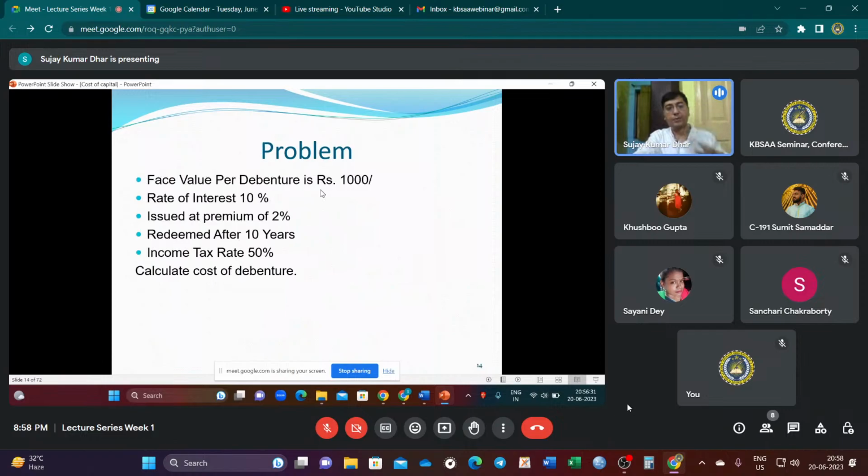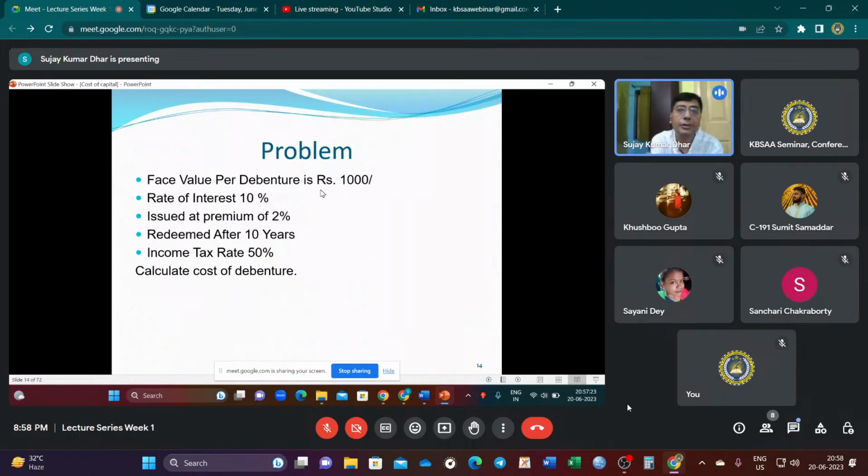Next, face value per debenture 1000 rupees. Rate of interest 10%. Issued at a premium of 2%. Redeemed after 10 years. Income tax rate 50%. Calculate the cost of debenture. What is the purchase price? Nothing is mentioned, so 1000 rupees? No, it is issued at premium. So 1000 plus 2% of 1000, 1020. What is the redemption price? Nothing is mentioned, so redemption price is face value 1000. So 1020 is the purchase price and 1000 is the redemption price.